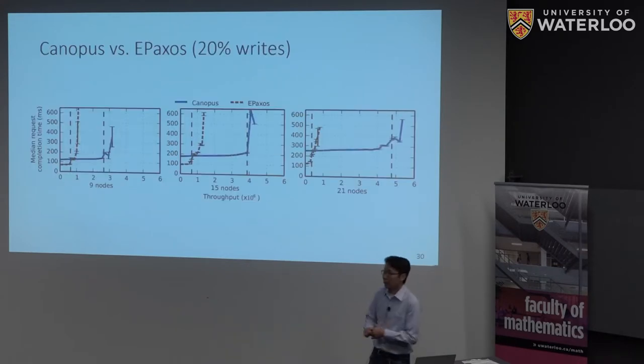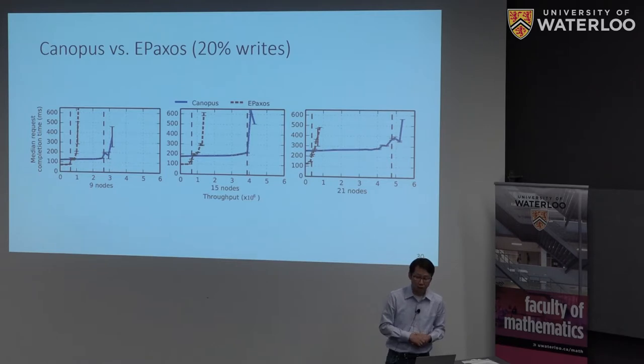Okay, so we've implemented this system. We've deployed it both locally in our own data center, I don't want to call it data center, but our own machine room, as well as in the cloud. And we've compared it with a number of different systems. So here I'm only going to show one of these comparisons, where we compare Canopus with ePaxos, the current state of the art in consensus protocols.